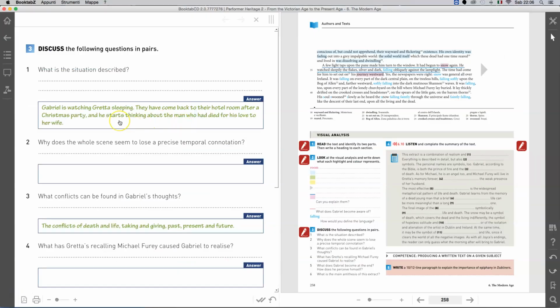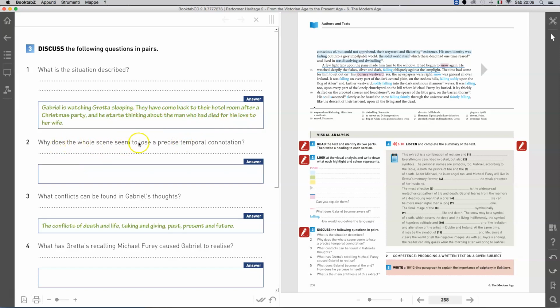The situation described is this one. Gabriel is watching Greta sleeping. They have come back to their hotel room after a Christmas party, and he starts thinking about the man who had died for his love for his wife.